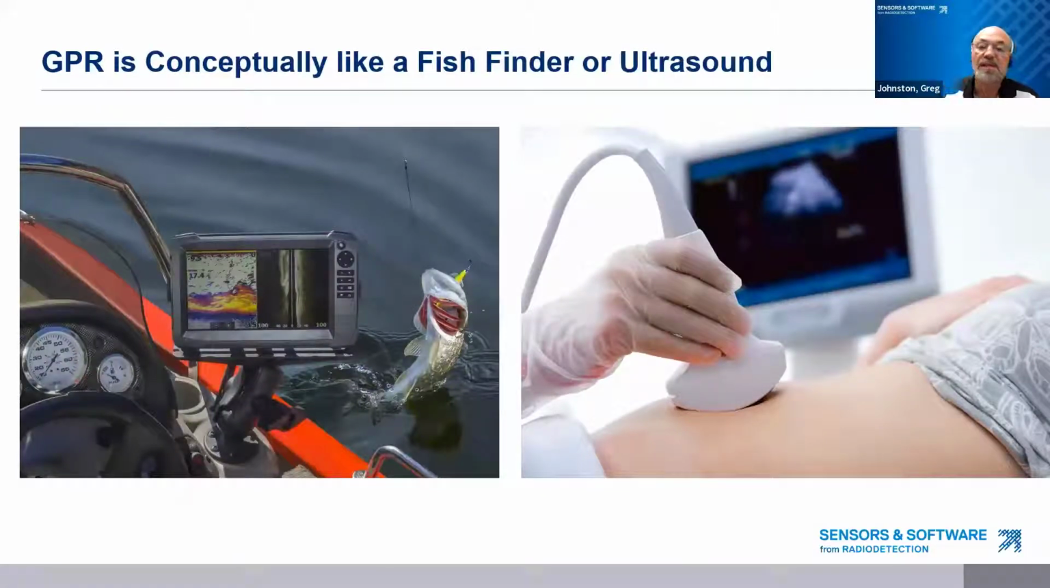Conceptually, GPR is like a fish finder or an ultrasound, which you might be more familiar with. In all cases, waves are sent into the material and they reflect from objects in the subsurface to image and locate them. The difference is that a fish finder and an ultrasound use sound or acoustic waves. GPR, on the other hand, uses radio waves that travel much faster, closer to the speed of light.